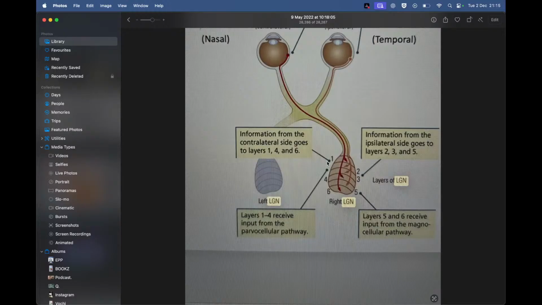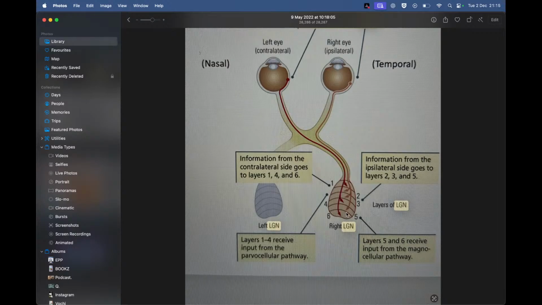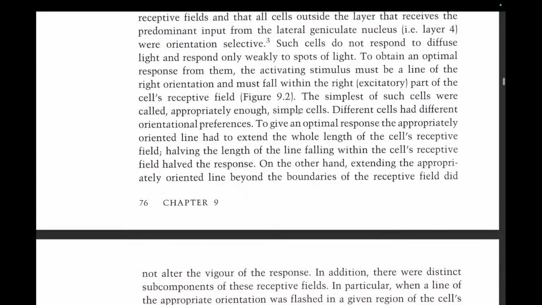So you can see again how from your eye down to the LGN, down to the recognition of objects, location and shape, they all have a complicated connection with each other. Anyway, such cells do not respond to diffuse light and respond only weakly to spots of light. To obtain an optimal response from them, the activating stimulus must be a line of the right orientation and must fall within the excitatory part of the cell's receptive field.